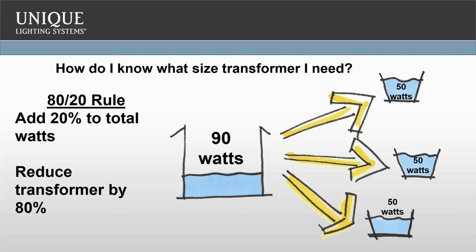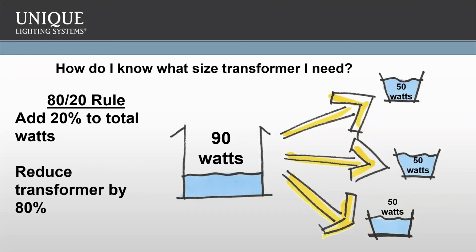So I usually try and give myself a little bit of freeboard. Sometimes I'll bump up to the next size transformer. There's a plethora of transformers out there. So if I'm using a 150 and I'm pretty close, I may bump that up to a 200 or a 300 watt transformer.